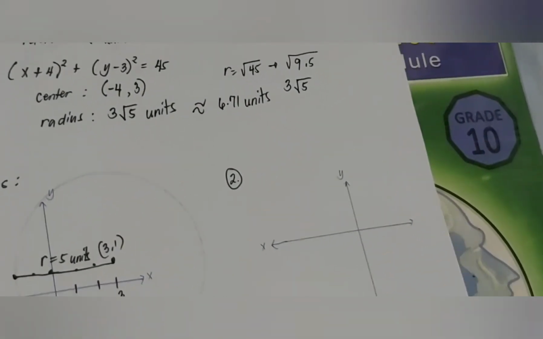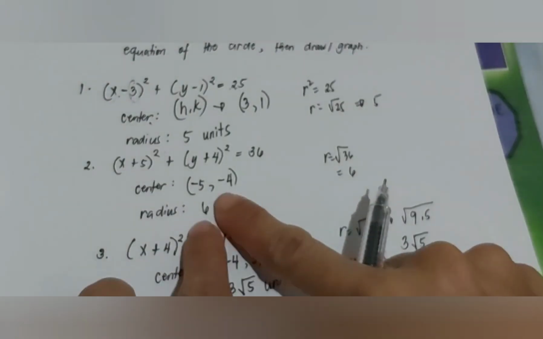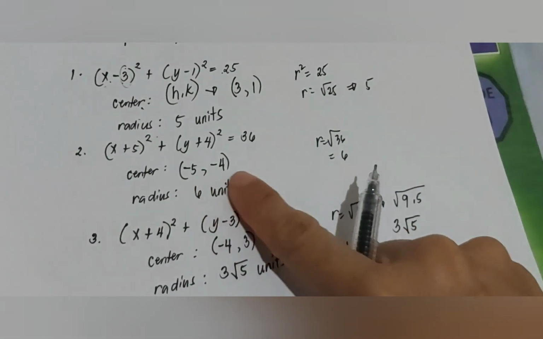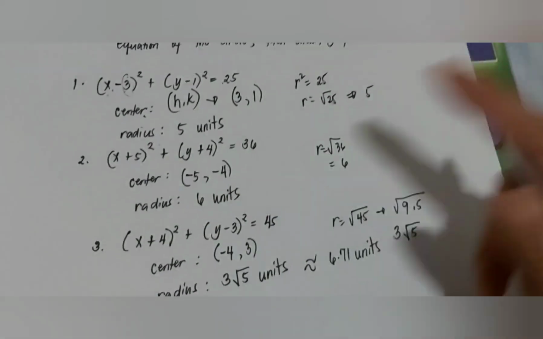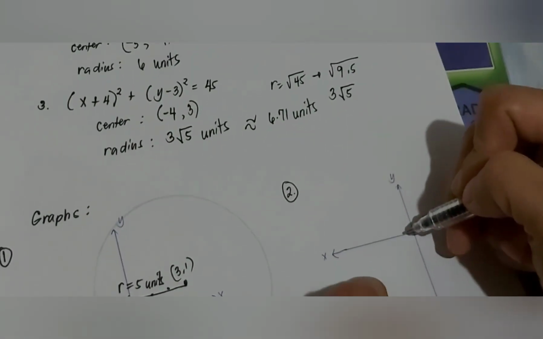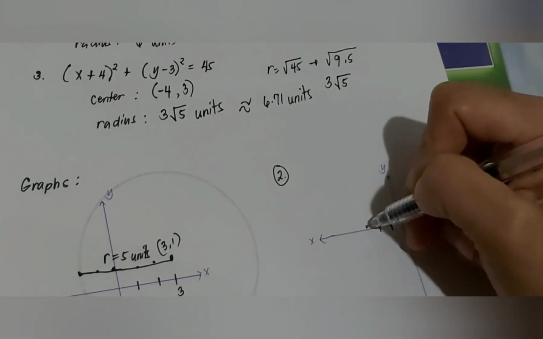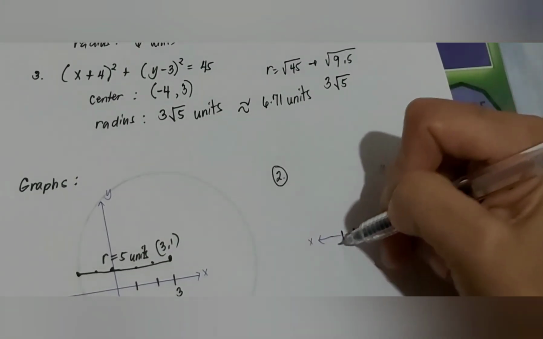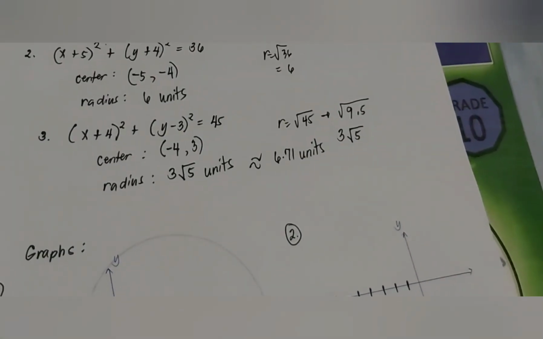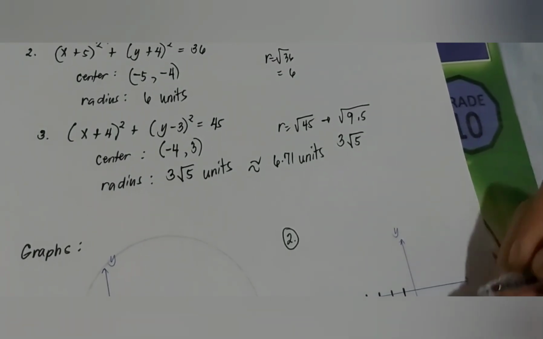For number 2, okay, ang given, balikan natin. Ang center ay negative 5 and 4. And then, ang ating radius ay 6 units. So, negative 5 and 4. So, negative 5 of x. So, dito sa kaliwa. 1, 2, 3, 4, 5. Is negative 5. Negative 4 of y. 1, 2, 3, 4.